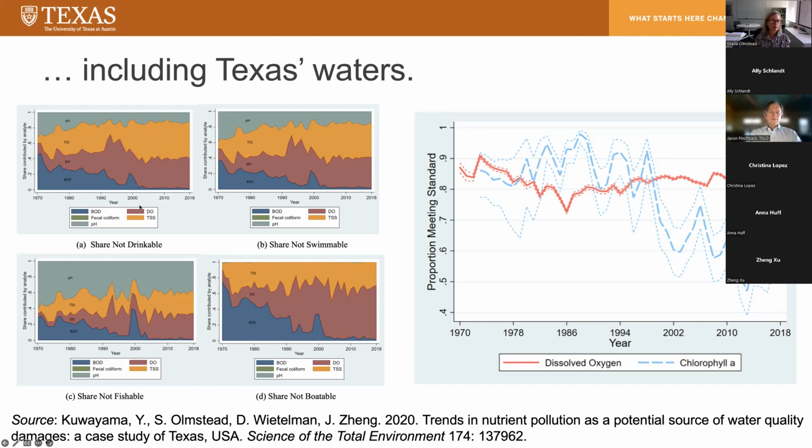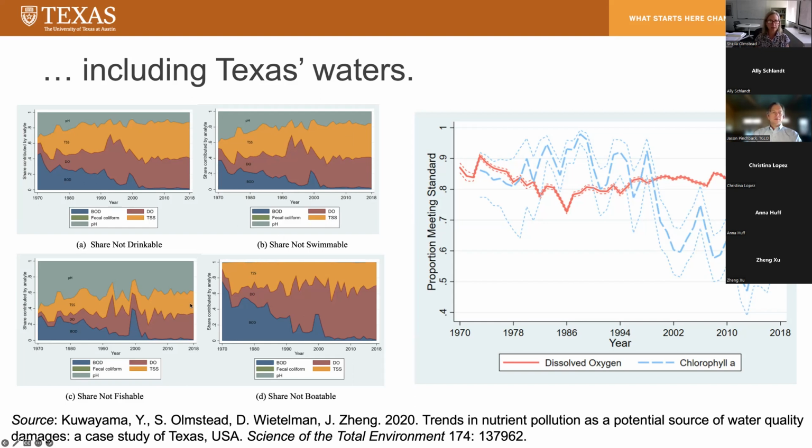And here what you can see for drinkability is that if you started back in 1970, TSS and DO were not such a big deal. It was really mostly about BOD and pH. But over time, once you get to the right-hand axis of the graph in 2018, most of that impairment, that inability to meet the standard of drinkability, is coming from dissolved oxygen and total suspended solids. And that's giving us the signal that non-point source pollution is an important source of impairment for that threshold. And you can see that that varies by threshold.